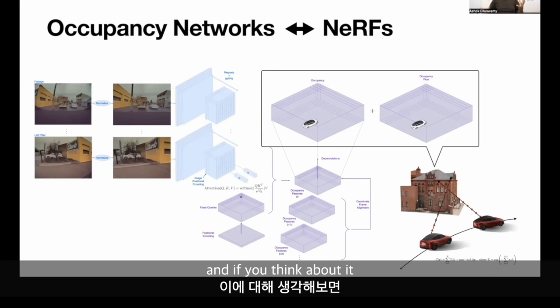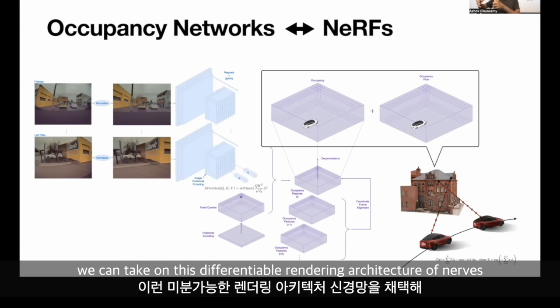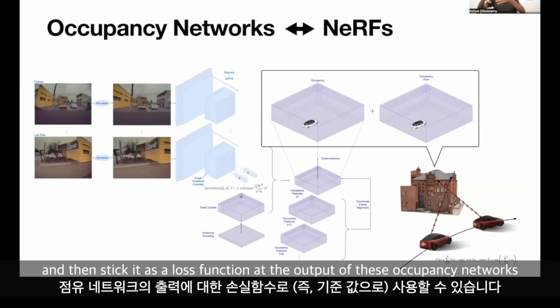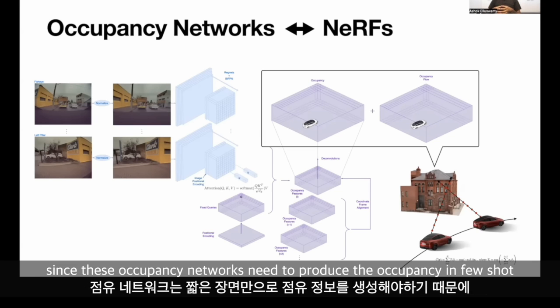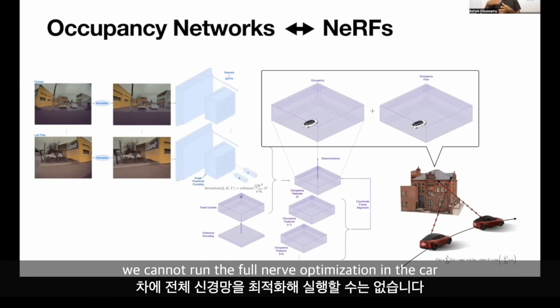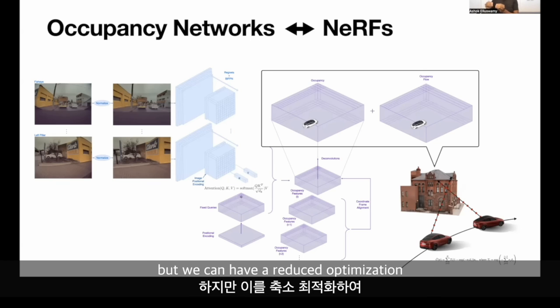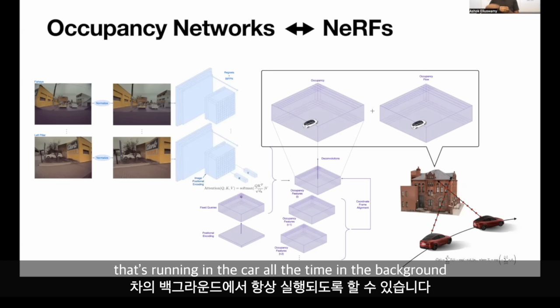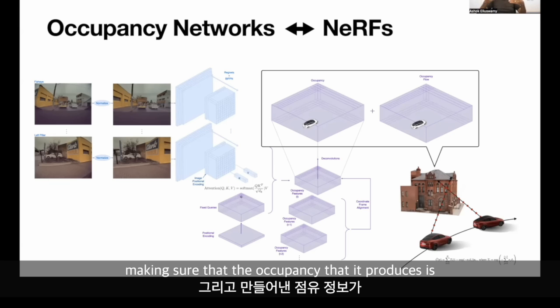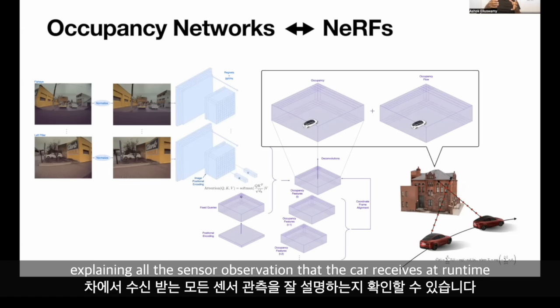And if you think about it, we can take this differentiable rendering architecture of NeRFs and then stick it as a loss function at the output of these occupancy networks. Since these occupancy networks need to produce the occupancy in few shots, we cannot run the full NeRF optimization in the car, but we can have a reduced optimization that's running in the car all the time in the background, making sure that the occupancy that it produces is explaining all the sensor observations that the car receives at runtime.